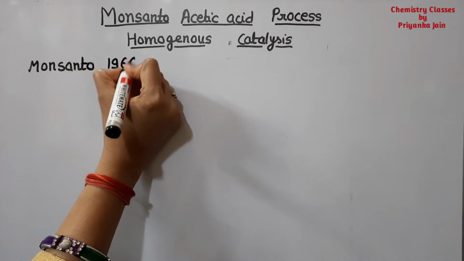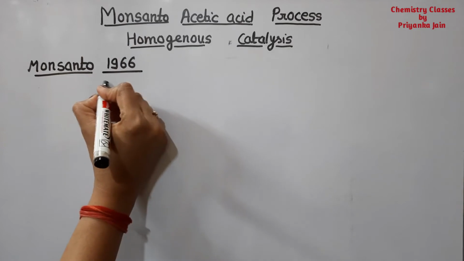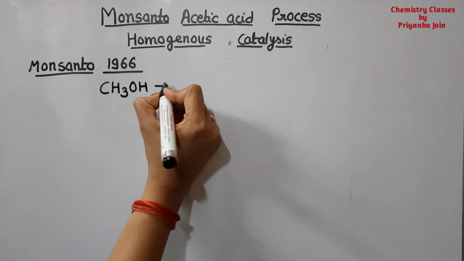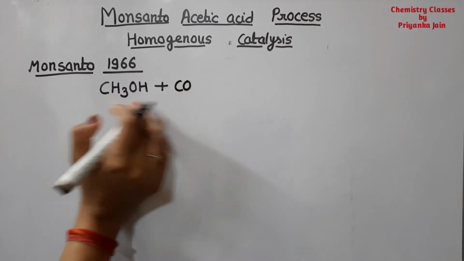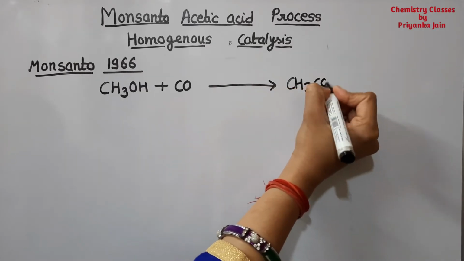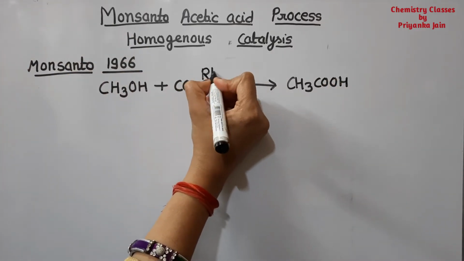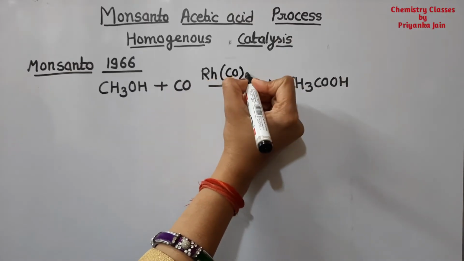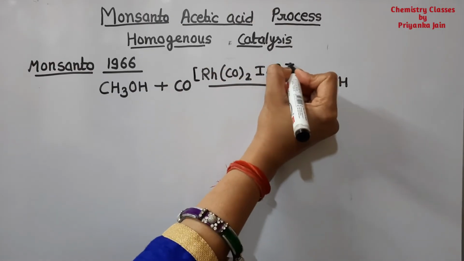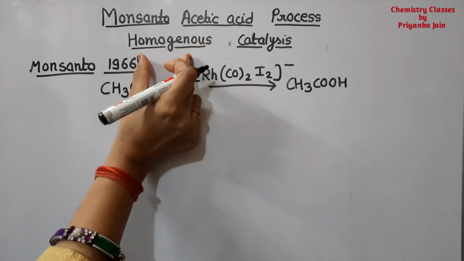So this process is known as the Monsanto acetic acid process, and actually this process is the carbonylation of methanol. This is methanol and we have to do the carbonylation of this methanol to form acetic acid. But this process proceeds in the presence of a very important catalyst, that is the rhodium carbonyl iodide complex. This acts as the homogeneous catalyst.